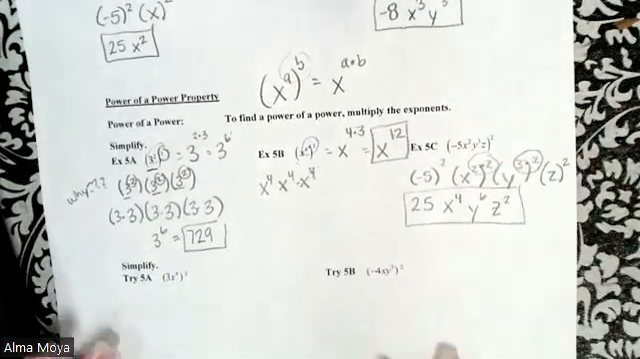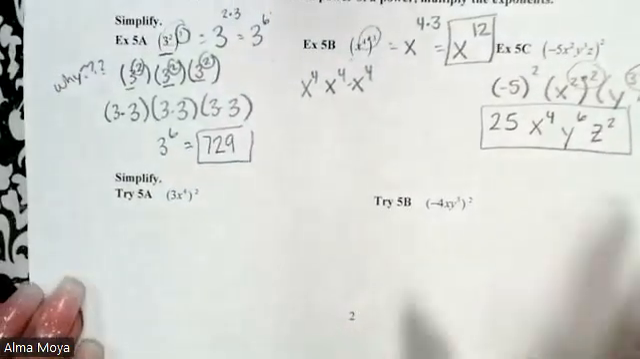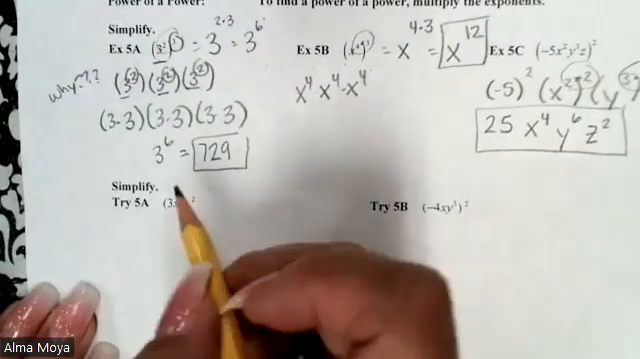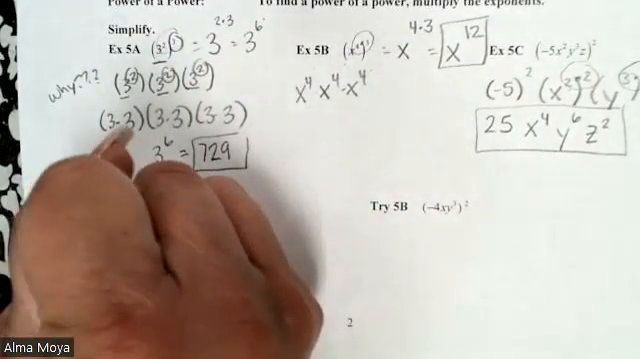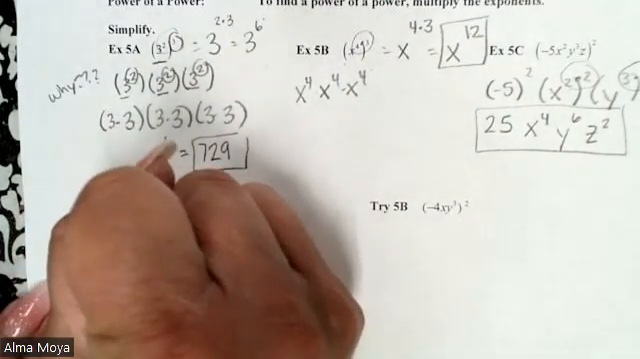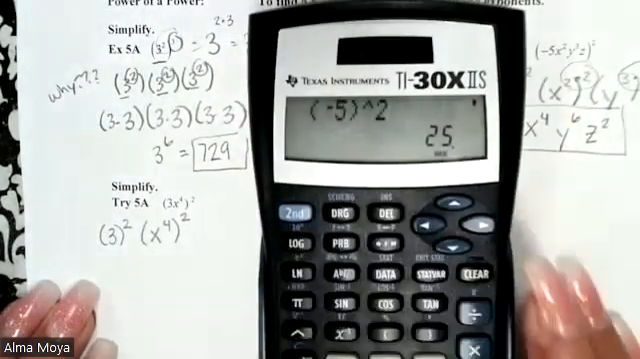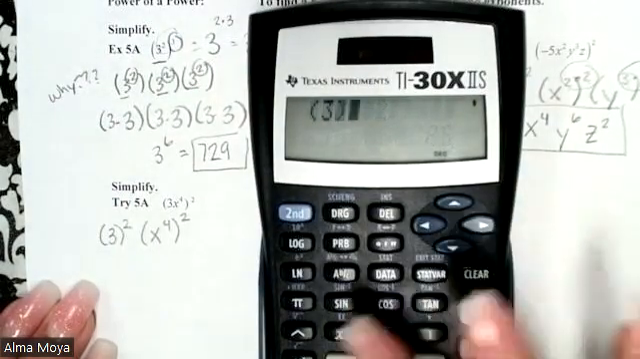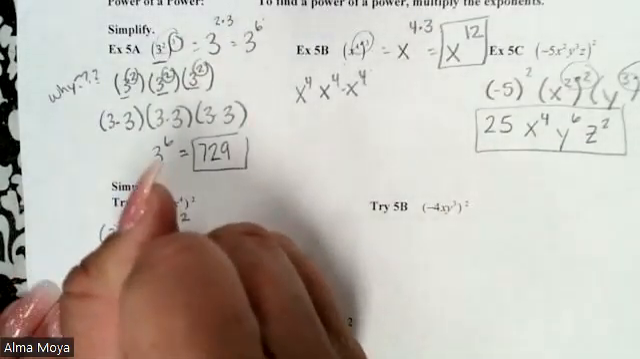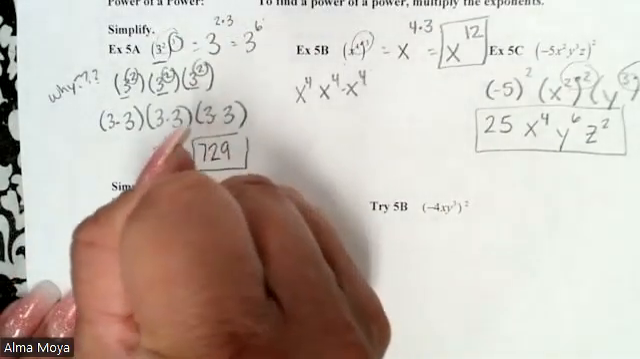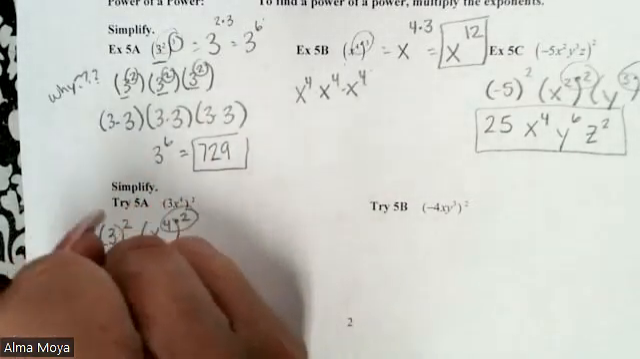Go ahead and hit pause and try the next two on your own. I'm going to go and solve them now. That square needs to go to each term on the inside. So that's going to be a 3 squared and then x to the 4th, and a square on the outside. 3 squared, let's see, parentheses 3 parentheses squared. That gives me a 9. And then right here with the x, I'm going to keep the base x and I'm going to multiply these exponents. So 4 times 2 is equal to 8.